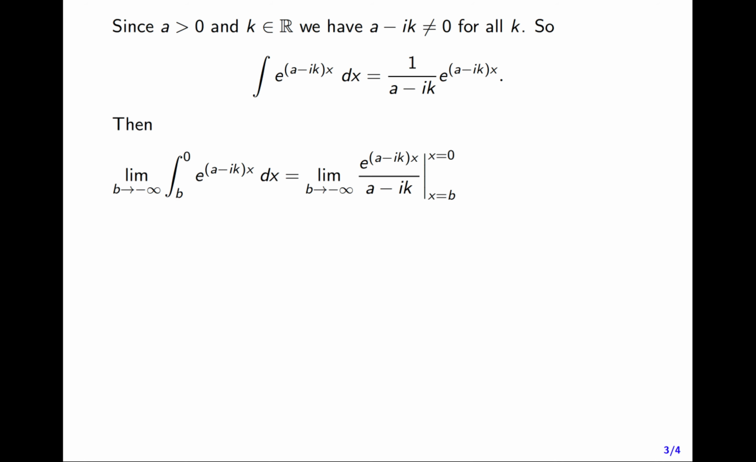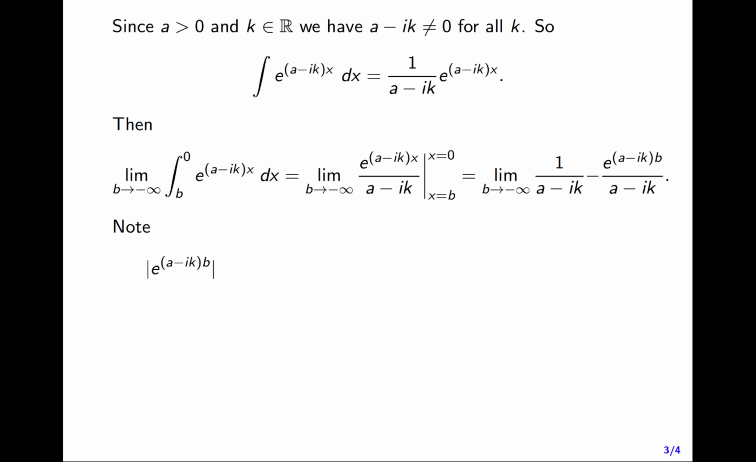Evaluate that at x equals 0, subtract from that, evaluating it at x equals b. So we want to calculate the limit as b goes to minus infinity of 1 over (a minus ik) minus e to the (a minus ik)b over (a minus ik). So what's going on in that second term? We will use the squeeze theorem to show that this second term vanishes as b goes to minus infinity.